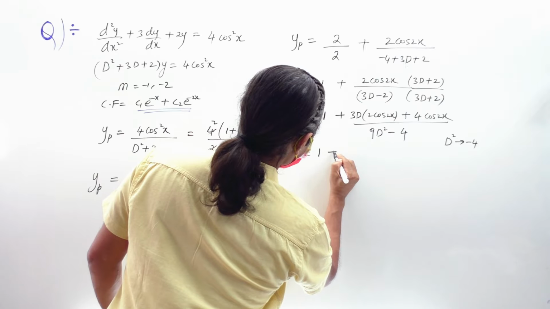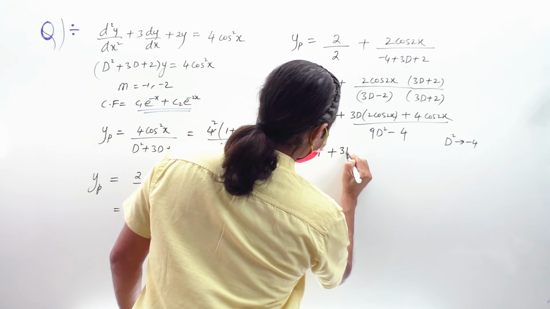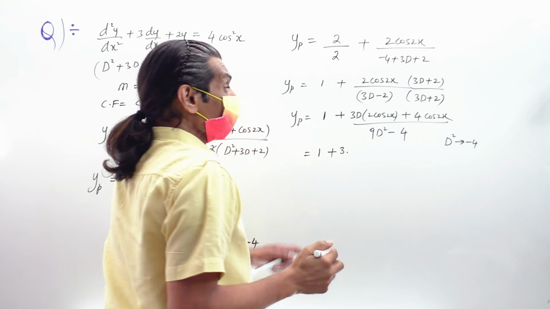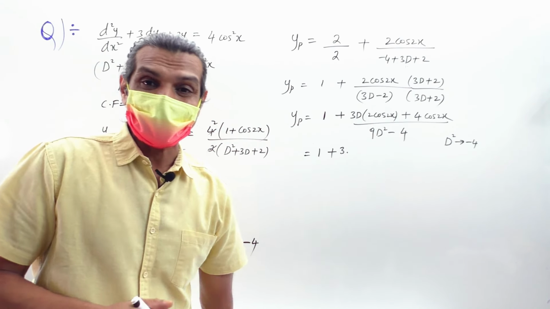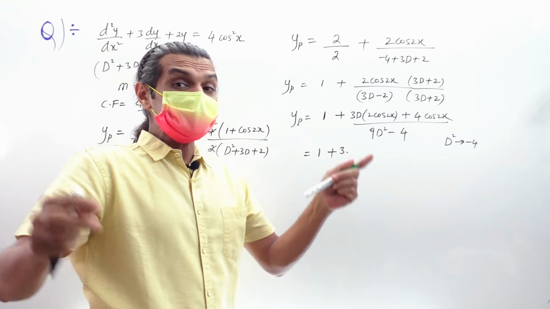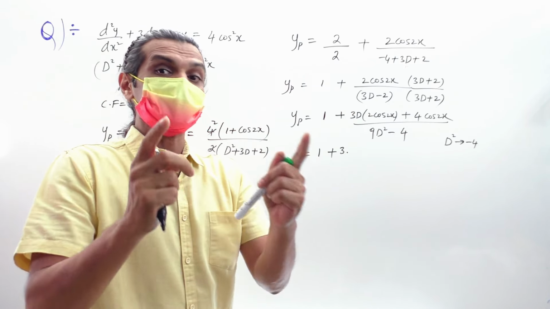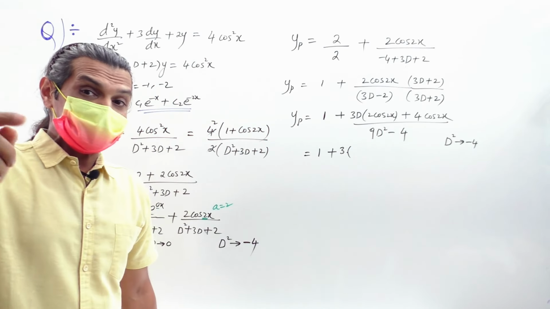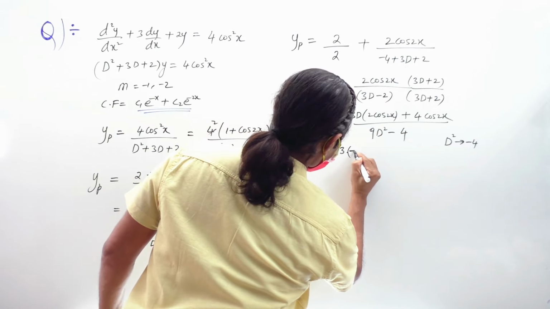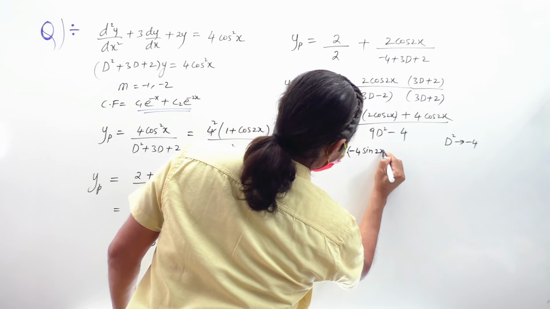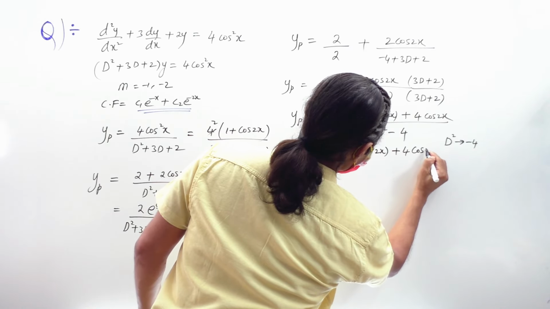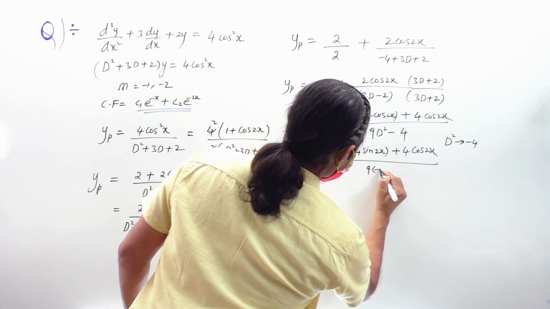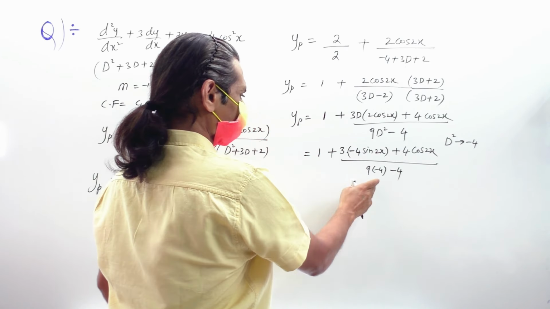So we have 1 plus, again see, 3D into, I write directly here, 3 into D into 2 cos 2x. Again, D means what? Numerator, into D means differentiate. So this will be the differentiation of cos 2x, which is minus 2 sin 2x, 2 to the 4. So minus 4 sin 2x plus 4 cos 2x whole divided by 9 into minus 4 minus 4. Fine. Done.